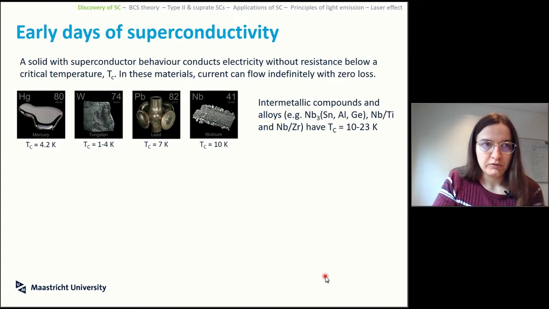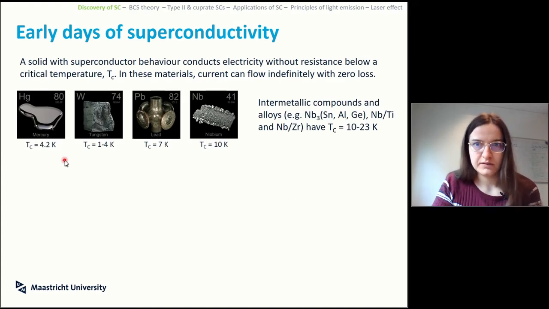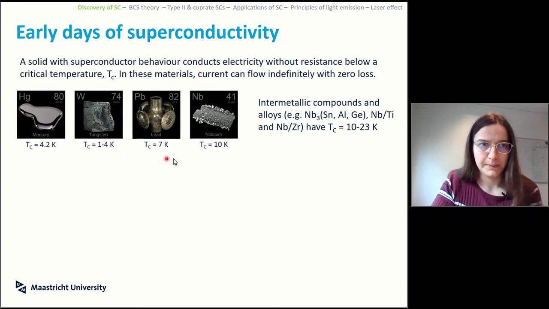So from mercury at 4.2, they then did a series of other measurements and discoveries. Higher values of TC after the first one, in some cases even lower, so tungsten and lead and niobium, they all have this series. There are also intermetallic compounds, alloys, other things, so mixtures of metals, all have superconducting values between 10 Kelvin and 23 Kelvin, so still liquid helium temperature.